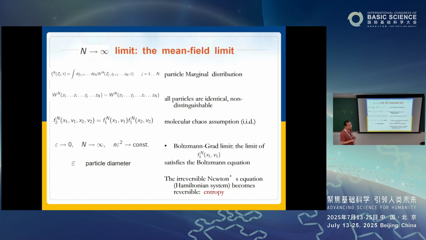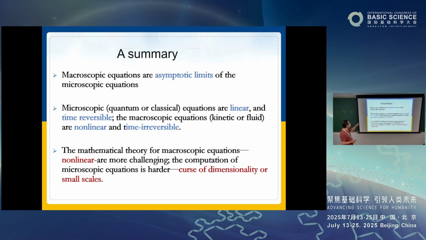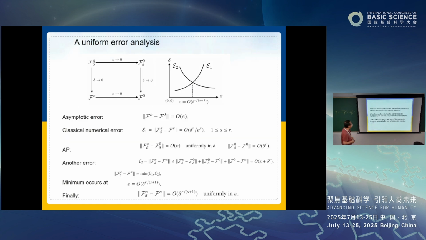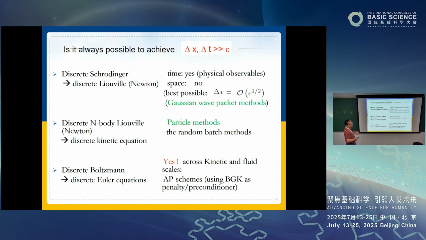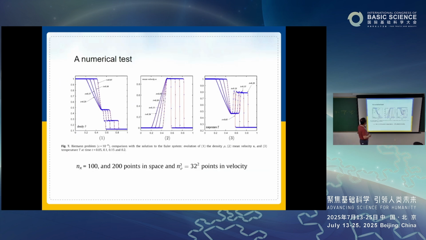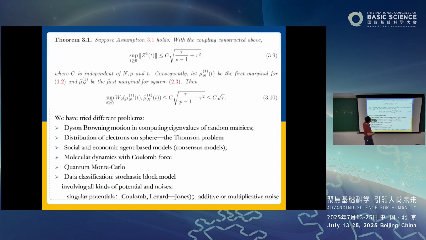Pardon? Well, that's the work where, if you have a smooth potential, then we have an error estimate. Not for Coulomb interaction, that's hard, because it's very singular. So for this random batch method, I did it with Jian-Guo Liu. We have this random batch method, which means each time you have n particles, we randomly group the particles. Each particle only interacts within a small group.